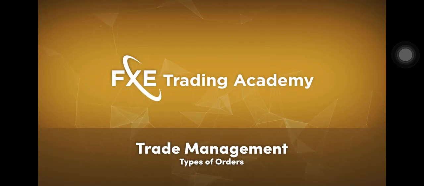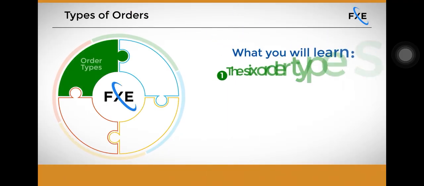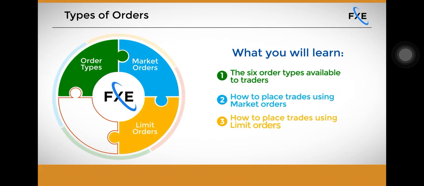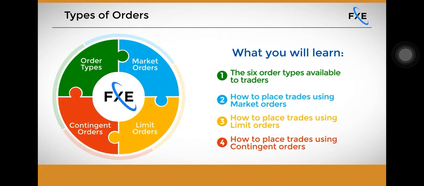In this section, we will look at the different types of orders that you can place in the market, examine which type best fits the trades that you're going to enter, as well as how to manage the expectation of entry points. In this lesson, you will learn the different order types available to traders. You will learn how to place trades using market orders, you'll learn how to place trades using limit orders, and finally, you'll learn how to place trades using contingent orders.